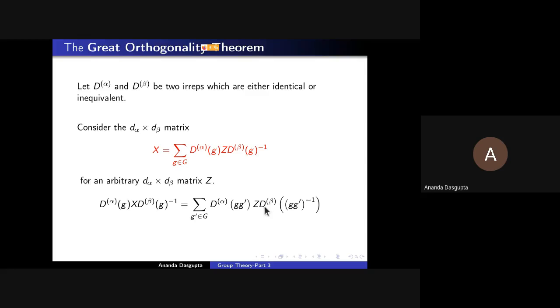Now, compare this sum with this sum. Are they the same sum? Yes, sir. Why do you say they're the same sum? Because G prime should be an element of G. Yeah, it's an element of G. But what guarantees that? For all G, the summation is over all G, right? Right.